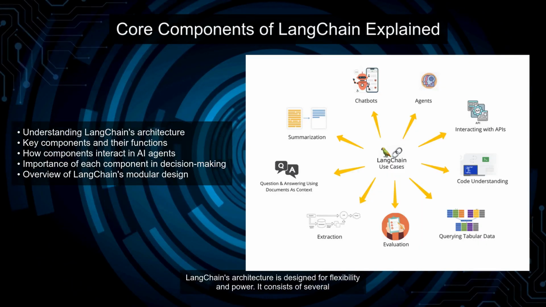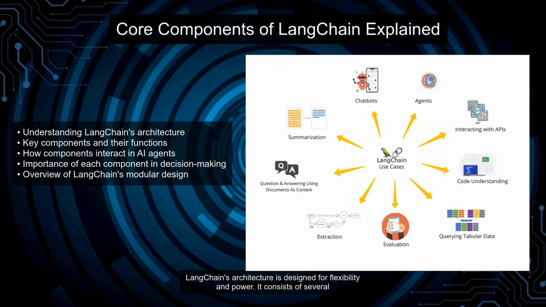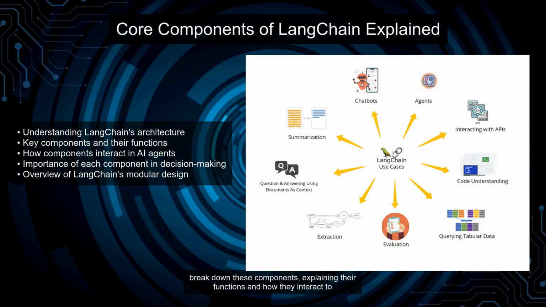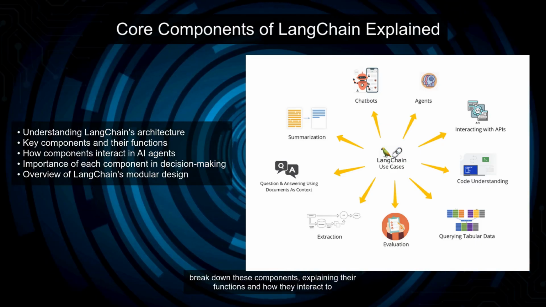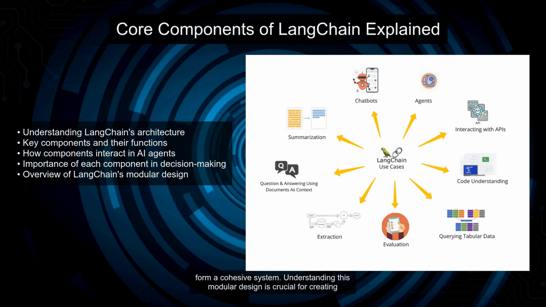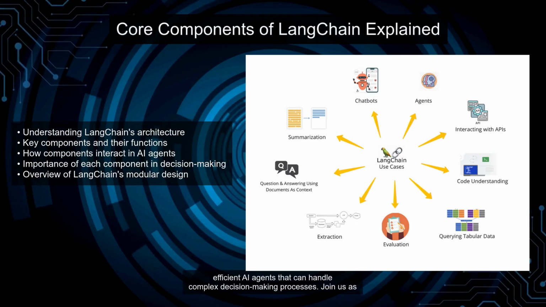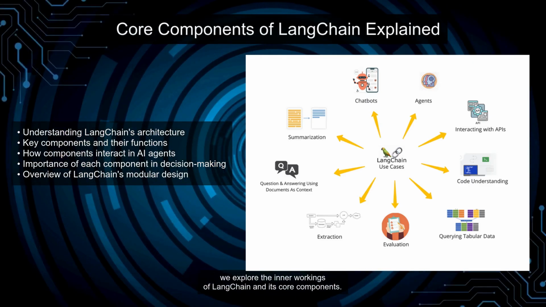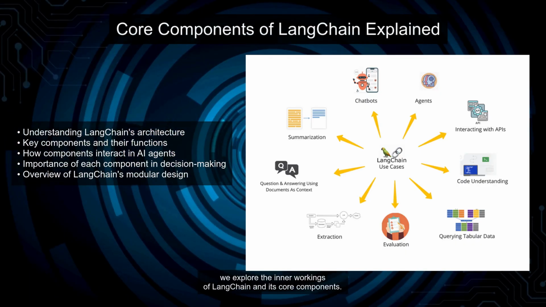LangChain's architecture is designed for flexibility and power. It consists of several key components, each playing a vital role in building AI agents. We'll break down these components, explaining their functions and how they interact to form a cohesive system. Understanding this modular design is crucial for creating efficient AI agents that can handle complex decision-making processes. Join us as we explore the inner workings of LangChain and its core components.